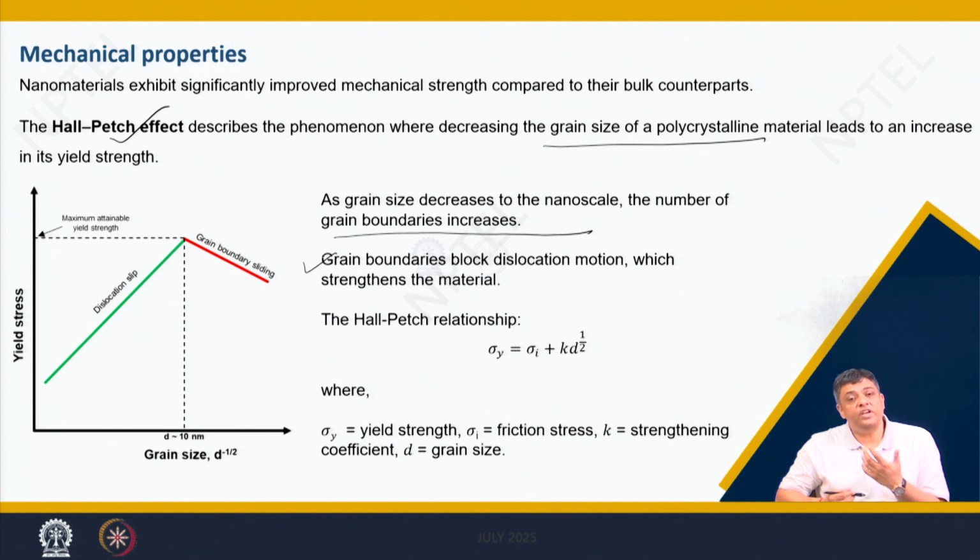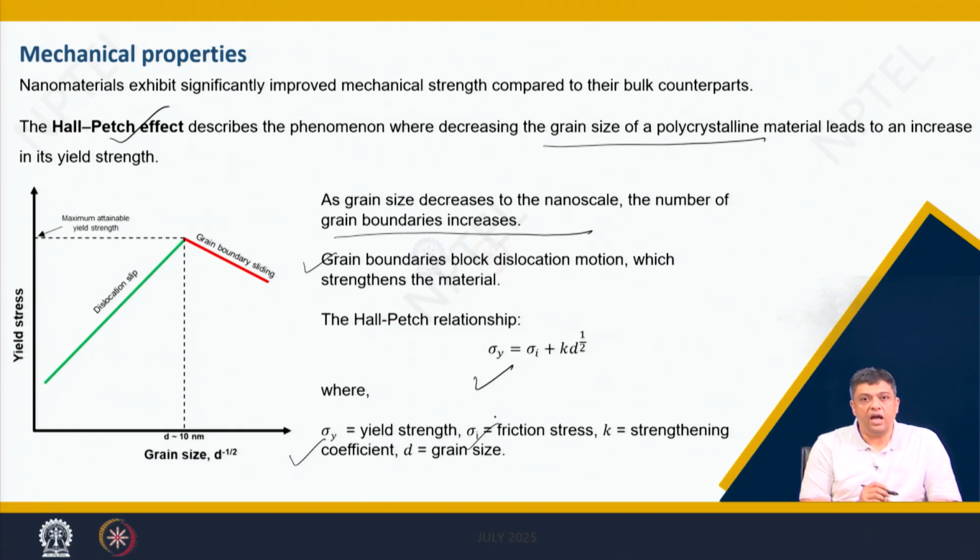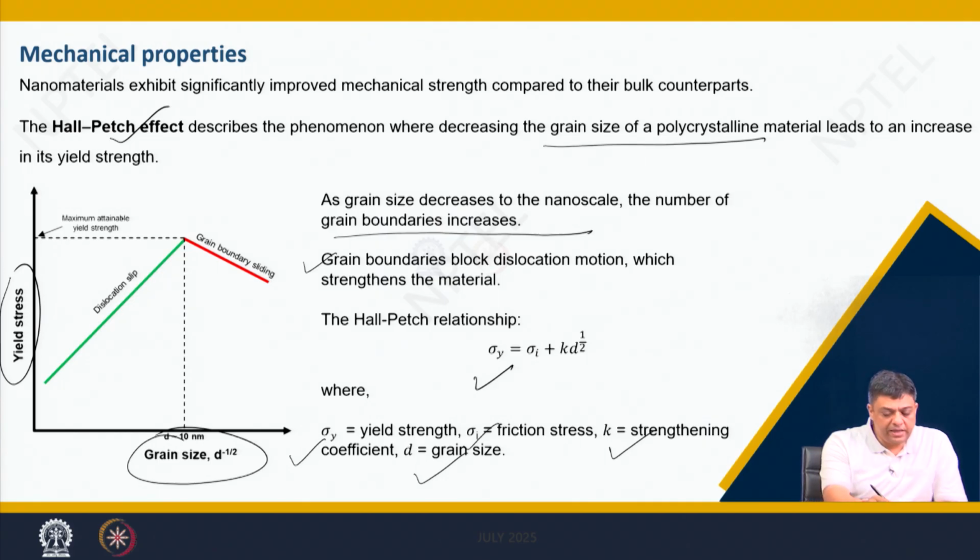The number of grain boundaries increases, and this blocks the dislocation motion. And the relation is given as, let us say, σy = σ0 + k d^(1/2), where σy is the yield strength, σ0 is the frictional stress, k is the strengthening coefficient and d is the grain size. If you plot this curve, then you can clearly see that there is a maximum attainable yield strength.